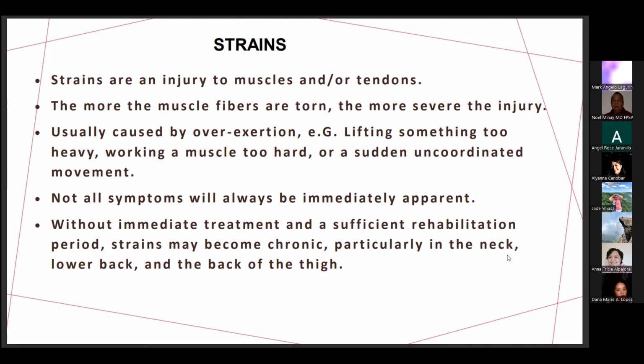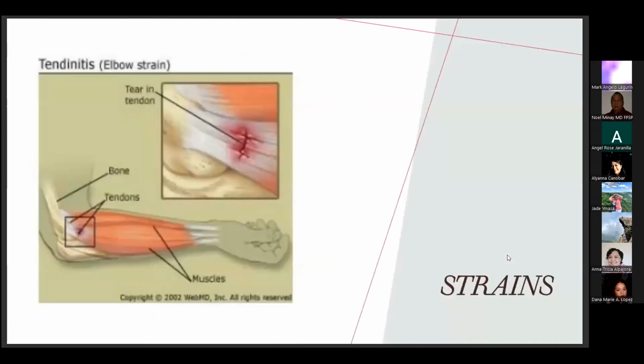Without immediate treatment and sufficient rehabilitation period, strain may become chronic, particularly in the neck, lower back, and the back of the thigh. So this is an example of strain.